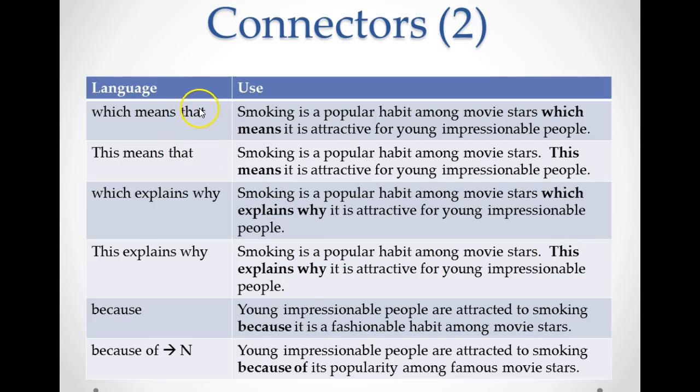Just notice up here I put that, but that is optional in these sentences. Then you have the very common connector because. Can you see the difference between the last two sentences? This one: because, subject, verb, because it is a fashionable habit. But the last one you can only follow with a noun. Because of its popularity among famous movie stars is a noun phrase.